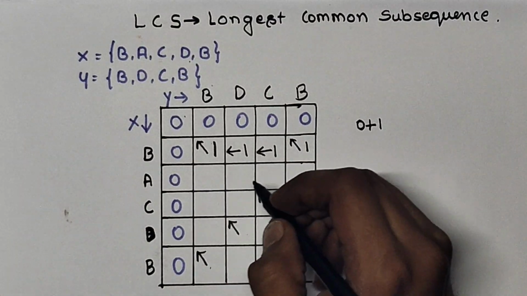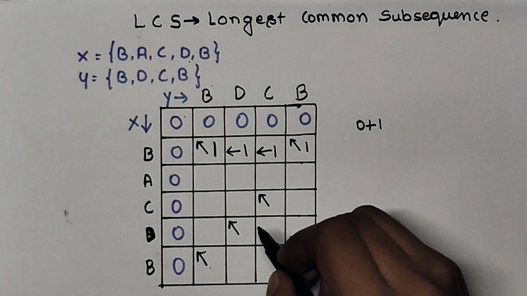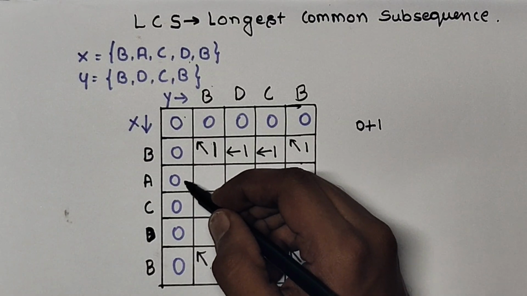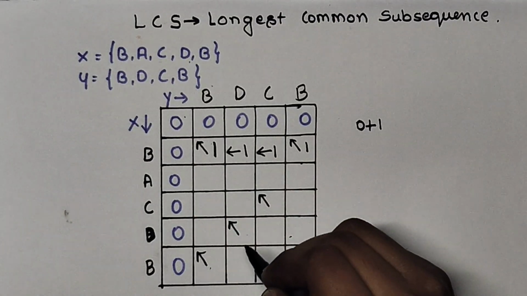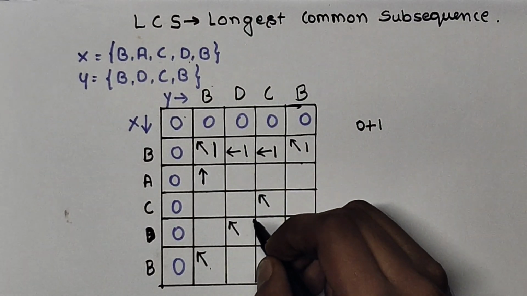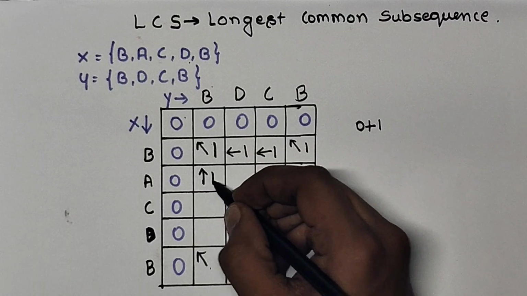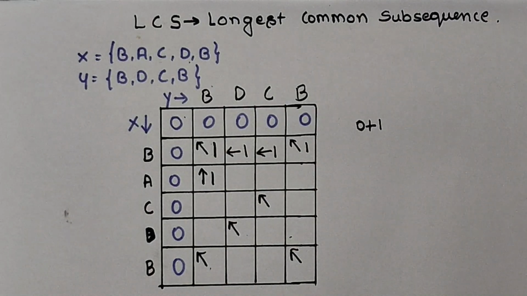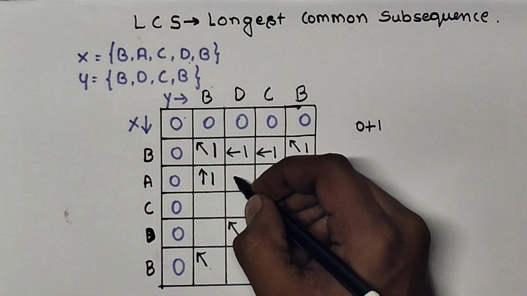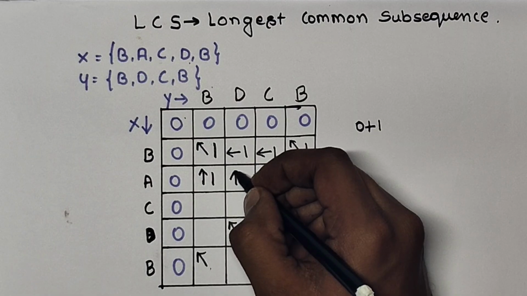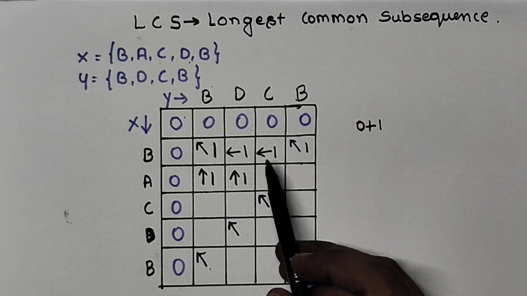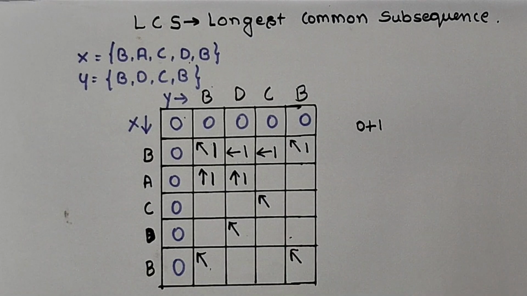This is the next row. If you want to fill this box, you will see the left side and upside. Left side I have the value 0 and upside I have the value 1. Among 0 and 1, 1 is the maximum. So I will write the arrow towards upside and copy the maximum value, that is 1. Next, if I want to fill here, left side I have 1 and upside also I have 1. Both are the same. In this condition, we just write the common value and show the arrow towards upside.